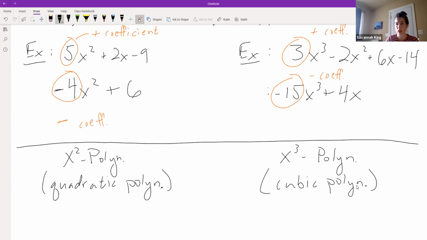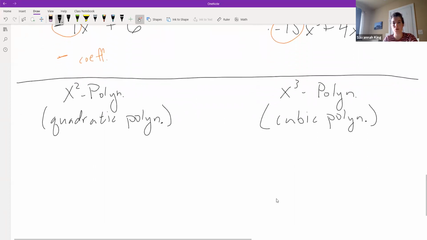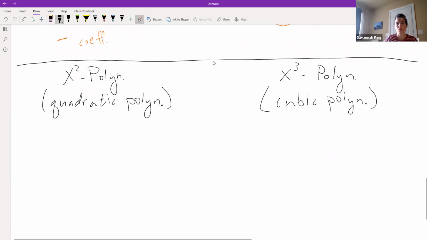There are not special names for all the polynomials in the world. We usually end around x cubed. I think x to the fourth, you can call that a quartic polynomial if you want to, but I don't know a lot of people who do. And then we'll separate these off.